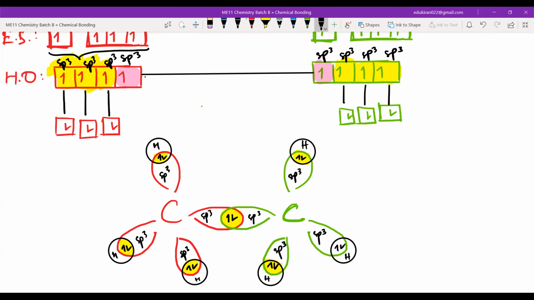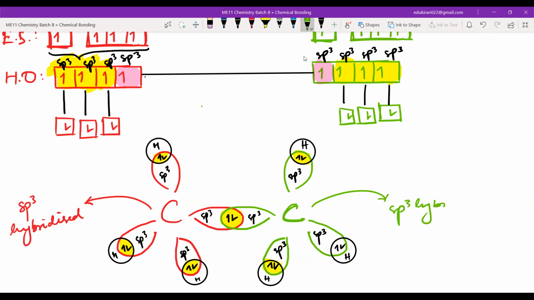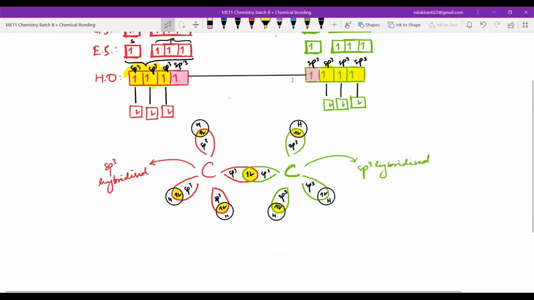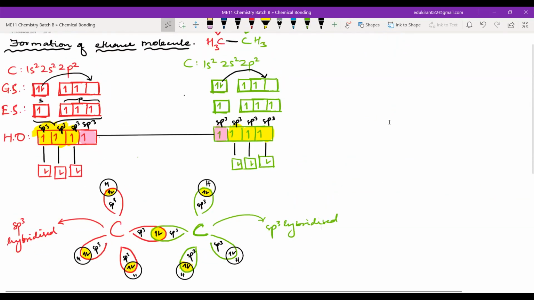So when you have this type of molecule, we say that this particular carbon is sp3 hybridized. And this carbon is also sp3 hybridized. Okay. So all of you can write this formation of the ethane molecule.